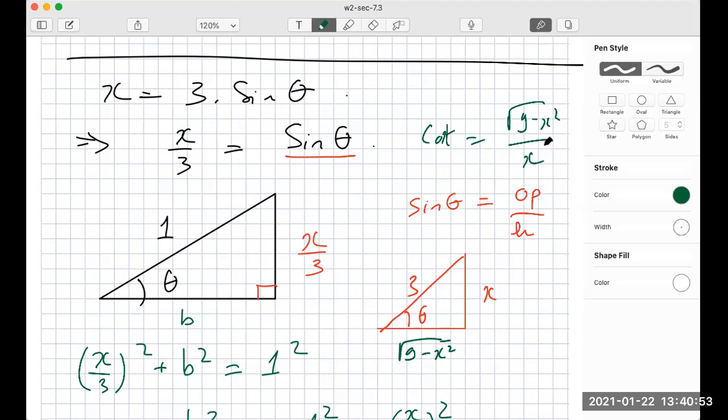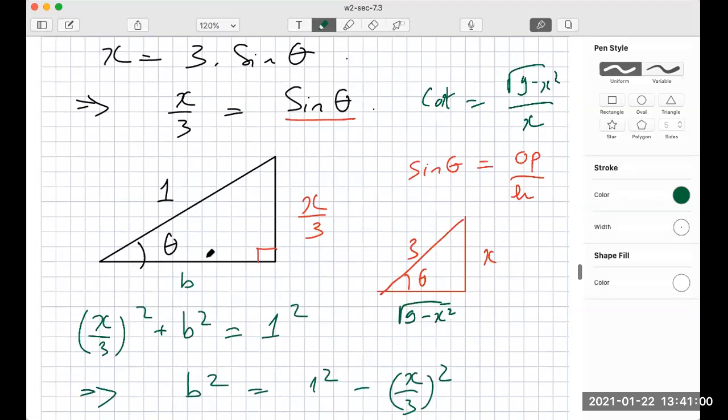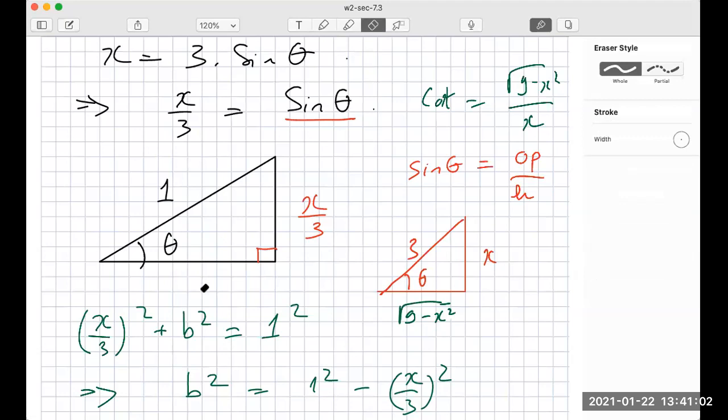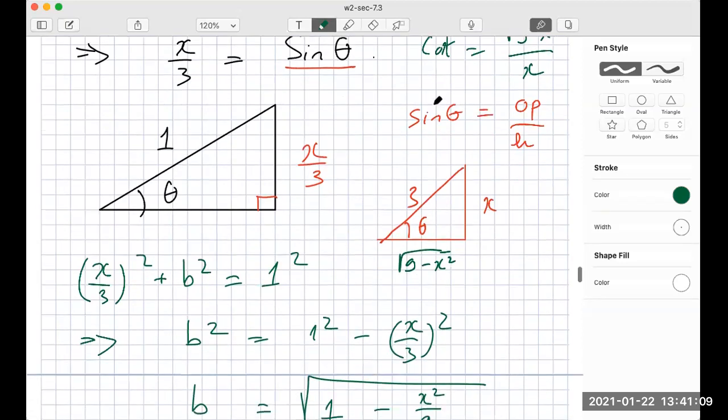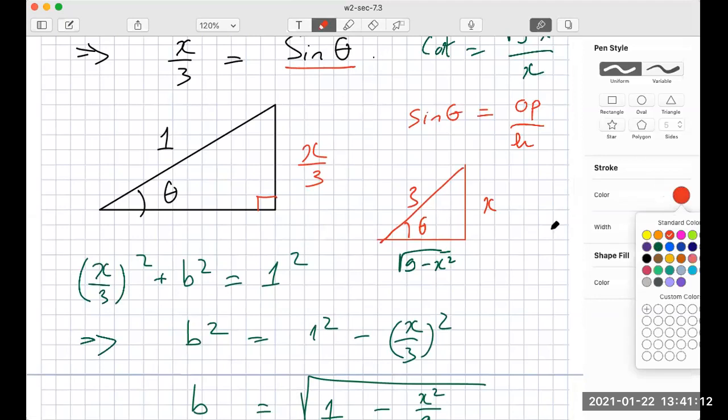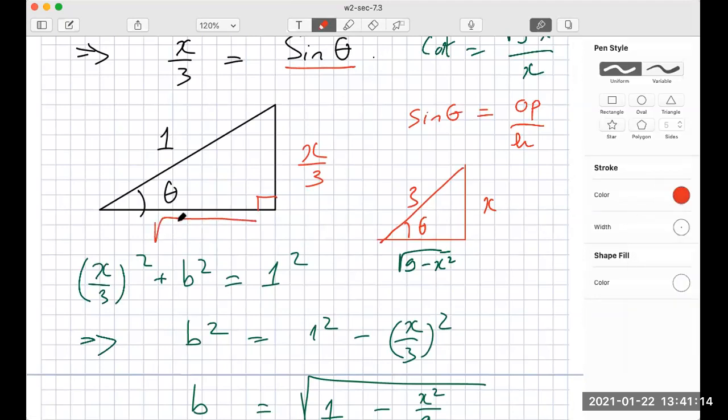Very good. Thank you, Mia. And if you use this formula, the way you choose the triangles seems to be better. If you do it this way, then the cosine here will be the square root of 1 minus x over 3 squared, right? And it will give us the same result. But your choice is simpler.